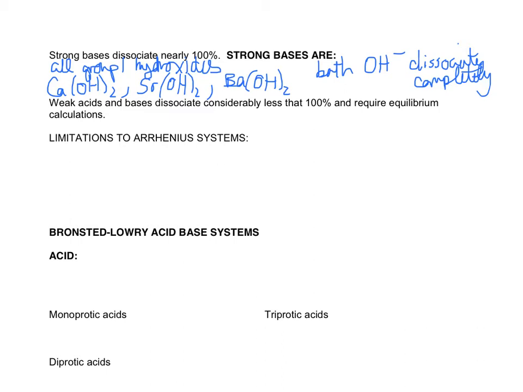If you have a weak acid or a weak base, so any that we didn't just list, those dissociate considerably less than 100%, and they would require equilibrium calculations because it's not 100% completion. So if you're given the concentration of an acid, that is not the same as the concentration of the H plus, like if it was strong, because it doesn't go 100%. And so we have to use Ka and Kb values, which we'll discuss a little bit later.